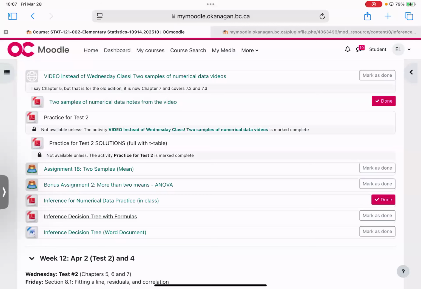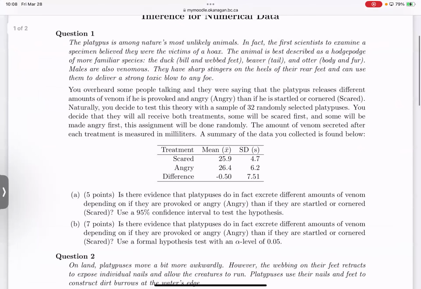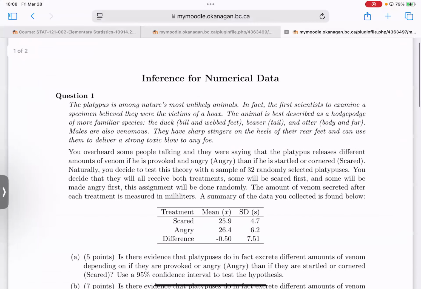There's a lot of stuff in this week. And then we've got the test on Wednesday. So today we're going to do this inference for numerical data practice, which we're doing in class. It looks like this, and we're going to work through it.